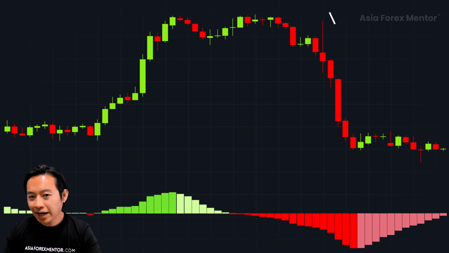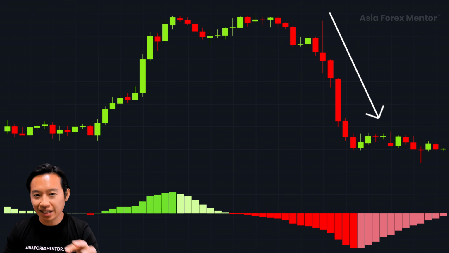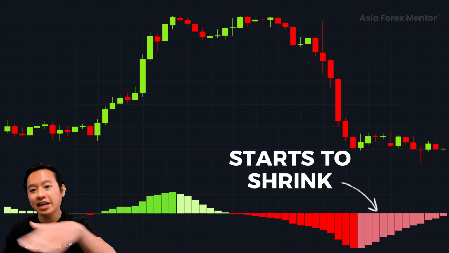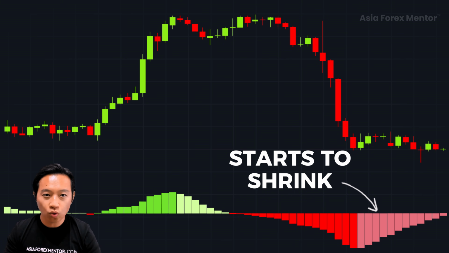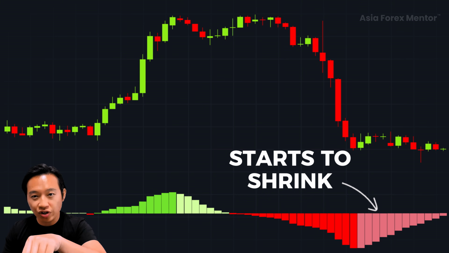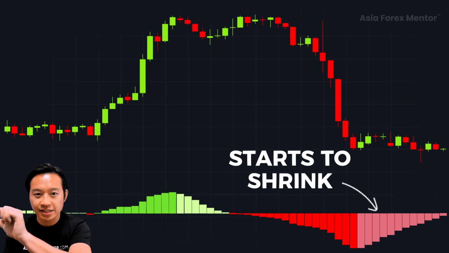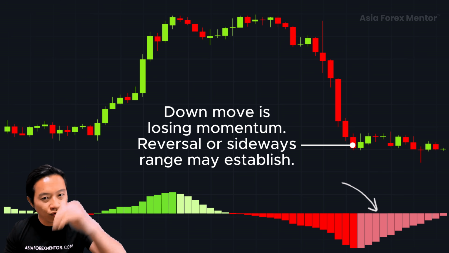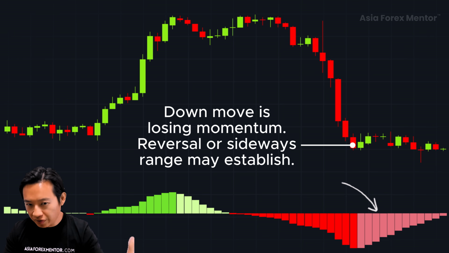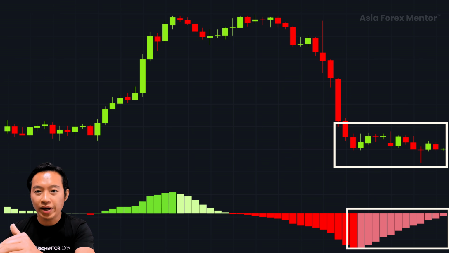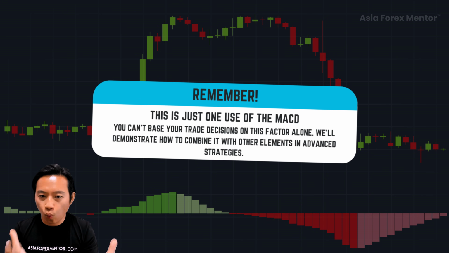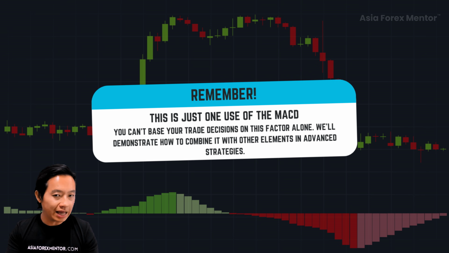So now, once price moves a certain distance, the histogram will start to shrink. And in this case, it is the previous low. And that's where you start to see it shrinking with the light red bars. So this is an early indication that the down move is losing momentum and a reversal or sideways range may start to establish. Price stays sideways as the histogram shrinks. This is one use of the MACD, right?